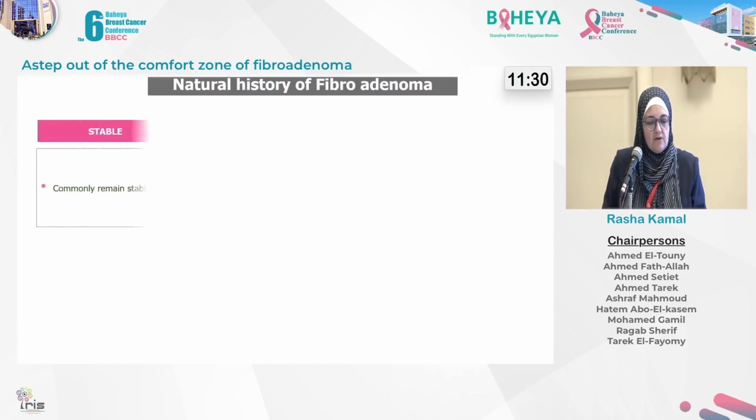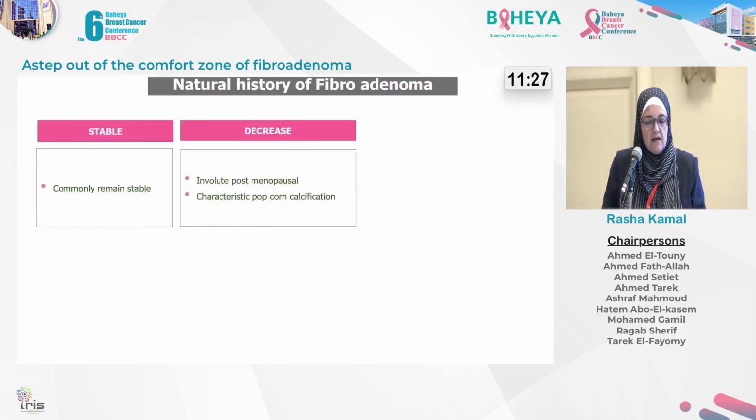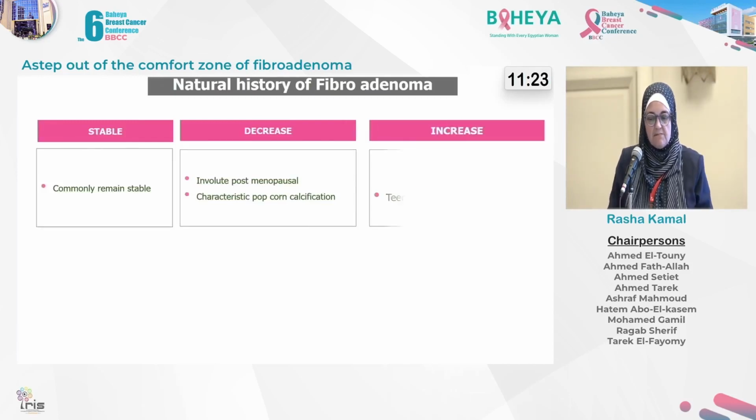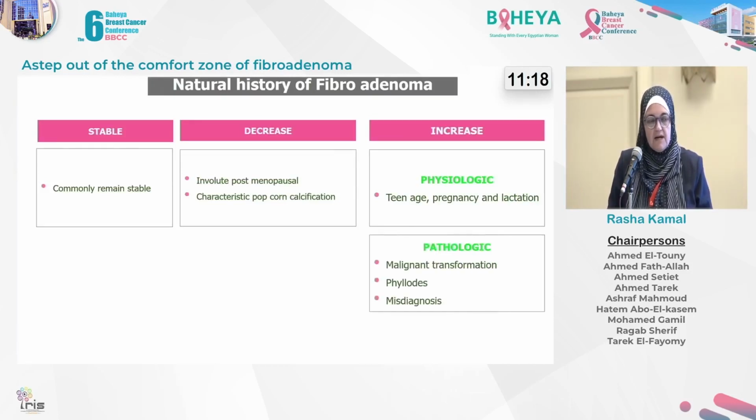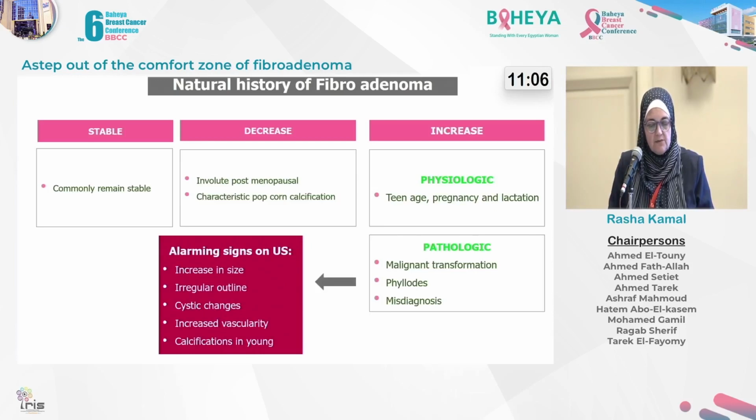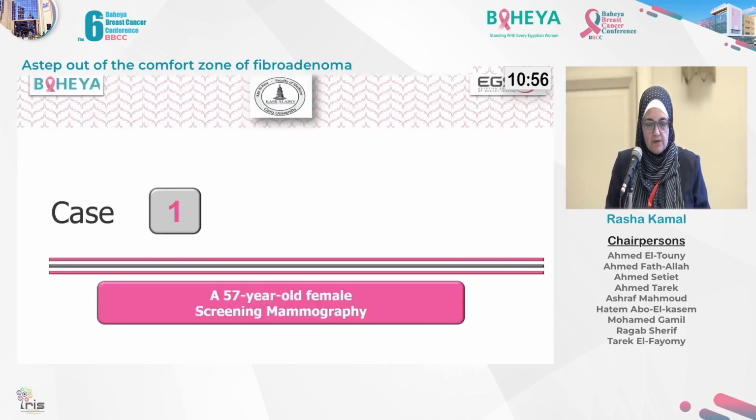Naturally, fibroadenomas might remain stable in size, they might decrease in size, and they might increase in size. And this increase in size might be physiologic in teenage, pregnancy, and lactation, but it might also be pathologic due to malignant transformation, or it wasn't a fibroadenoma from the start, it was either a phyllodes tumor or a misdiagnosed case. The alarming signs in a fibroadenoma are increase in size, irregular outline, cystic changes, increased vascularity, and calcifications in young individuals.